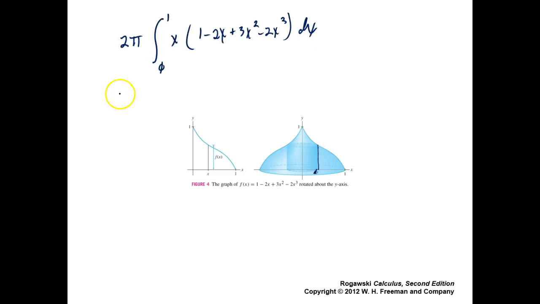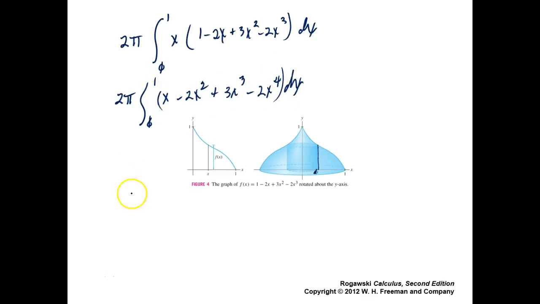What do we need to do first? Let's distribute. And what does that give us? x minus 2x squared plus 3x cubed minus 2x to the fourth, dx.